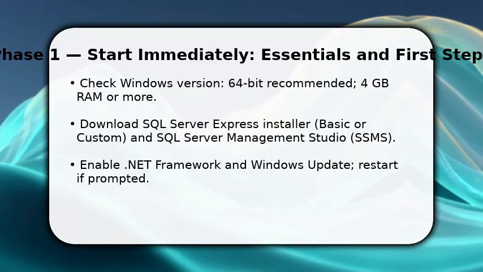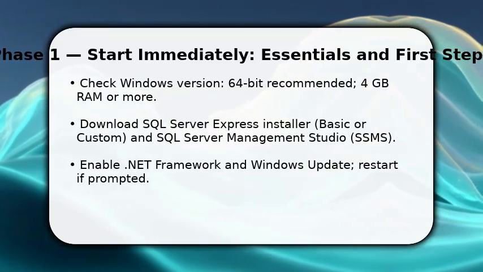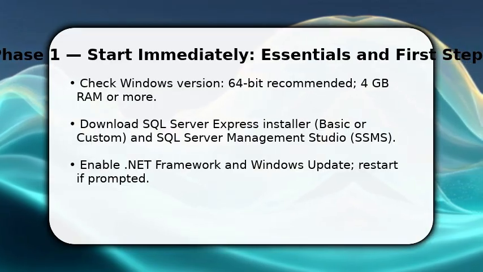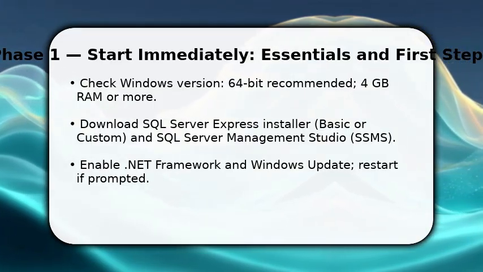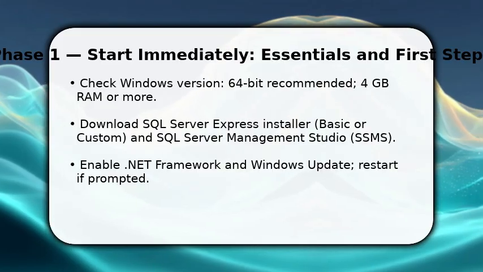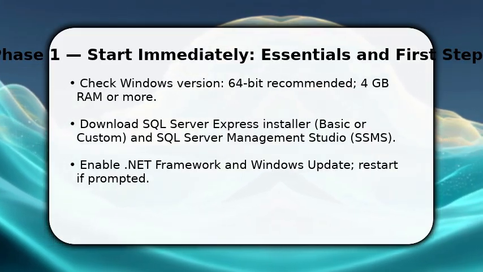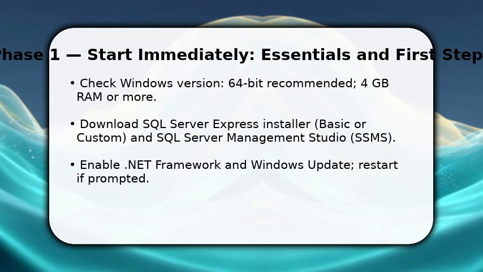Choose Basic to save time or Custom to select features. Once the files are saved, run the installer as administrator. This reduces permission issues. Make sure Windows Update is current, because installers often require the latest runtime. Now move directly to running the installer.